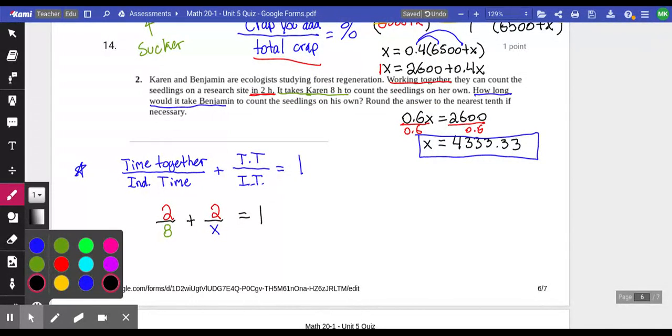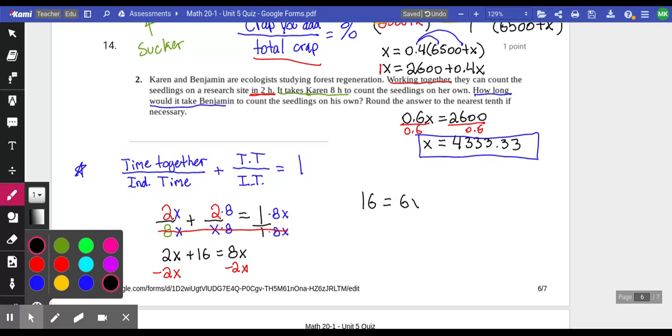Once you set this up, hopefully you realize you need a common denominator. This 1 is like 1 divided by 1, right? So this has to be multiplied by X, top and bottom, this by 8, top and bottom, and this by 8X, top and bottom. That gives me a common denominator I can cross out. I have 2X plus 16 equals 8X. To solve this linear equation, I subtract 2X to the other side. I get 16 equals 6X. I divide by 6.